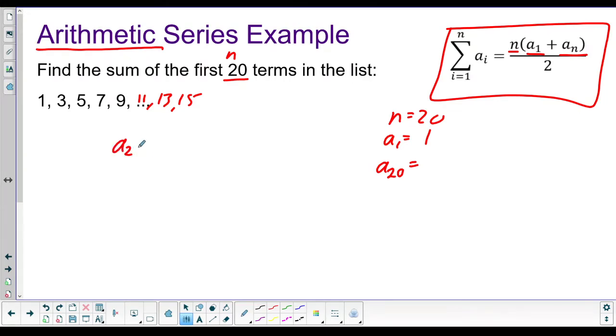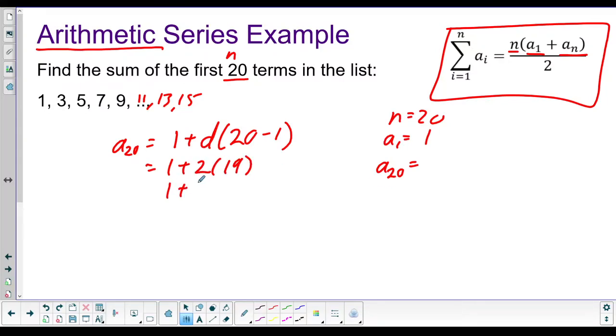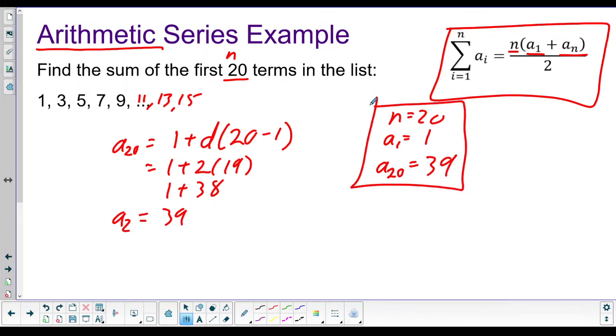So A20 equals A1 plus our common difference times n minus 1. Our common difference here is what we're adding each time, and I think it's pretty obvious that it's 2. So this could be 1 plus 2 times 19, 1 plus 38. So A20 equals 39. Okay, now we're going to take these three numbers and plug them into this formula to get our answer.